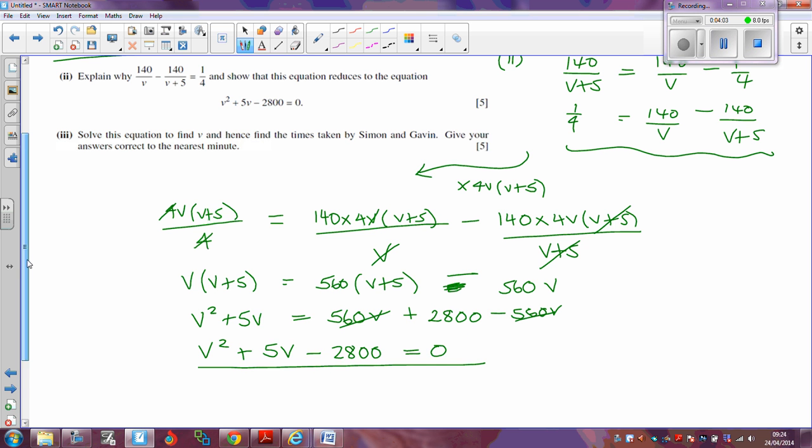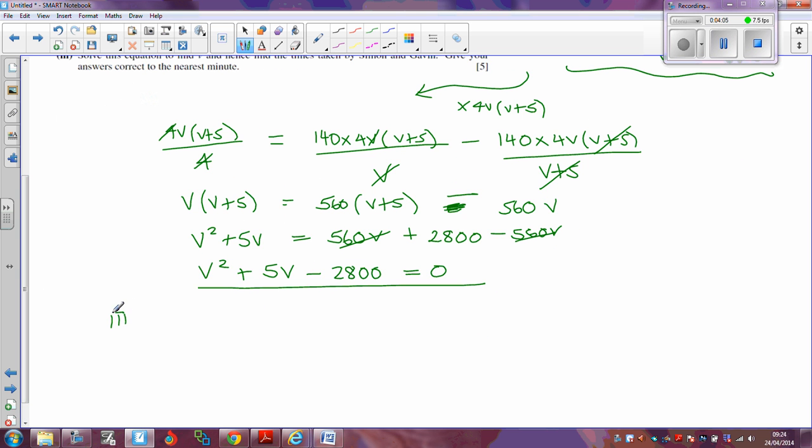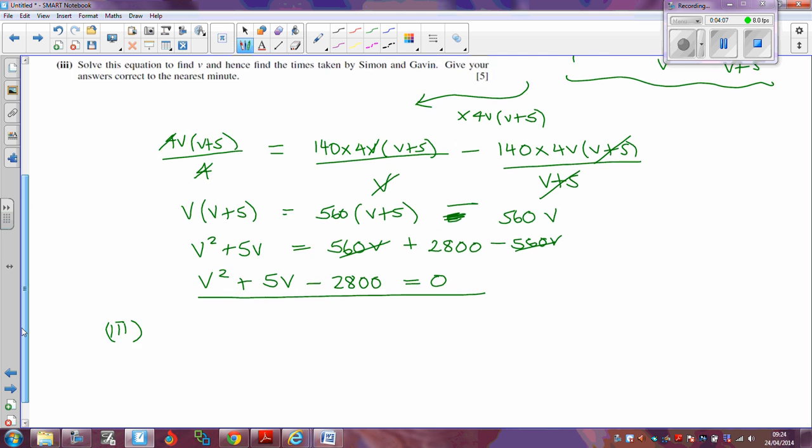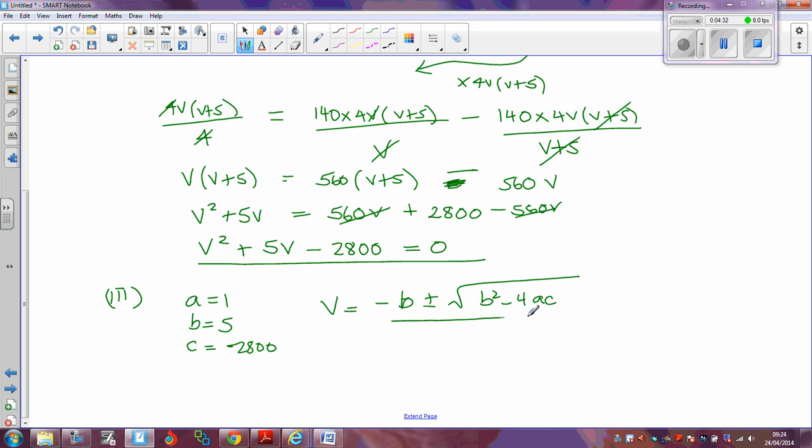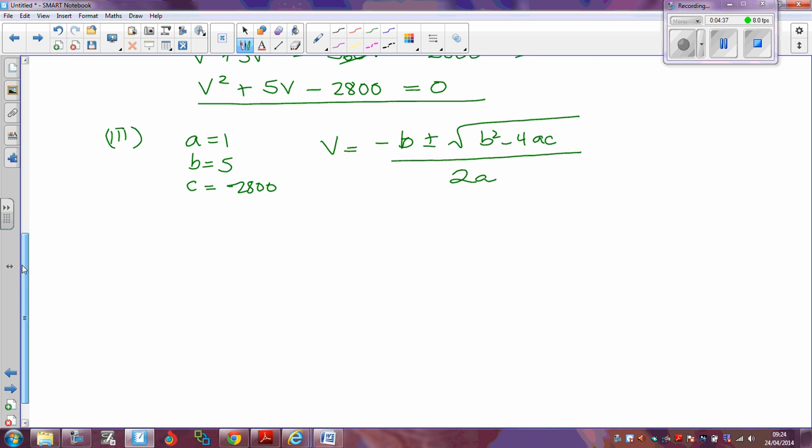There's the equation. Okay, part 3 says solve this equation. Now, I'm not even going to try to factorise it. It might factorise, but I really can't be bothered. So I'm going to use the quadratic formula with a equal to 1, b is equal to 5, and c is equal to minus 2,800. And from that, v is equal to minus b plus or minus the square root of b squared minus 4ac, all divided by 2a. Remember, write the formula first, then substitute in the numbers.